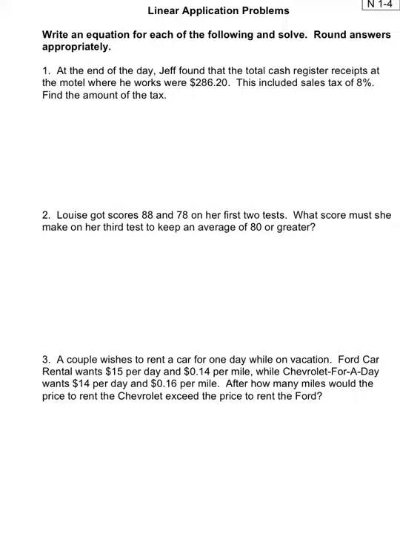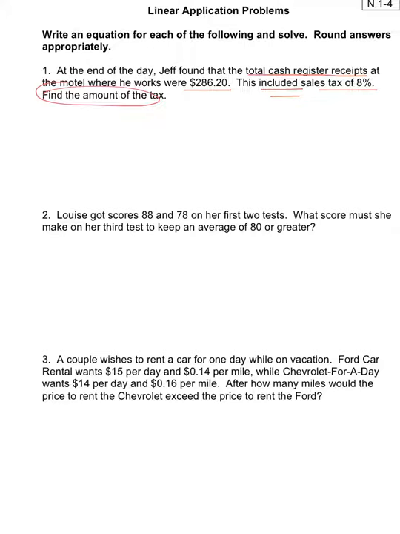Okay, so on this first one, it says at the end of the day, Jeff found that the total cash register receipts at the motel where he works were $286.20. This included sales tax of 8%. You're wanting to find the amount of tax.